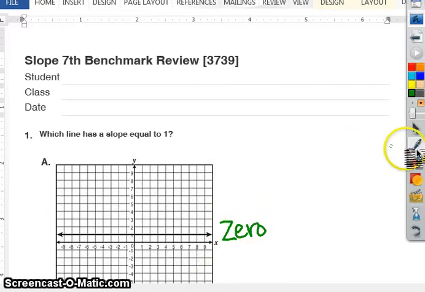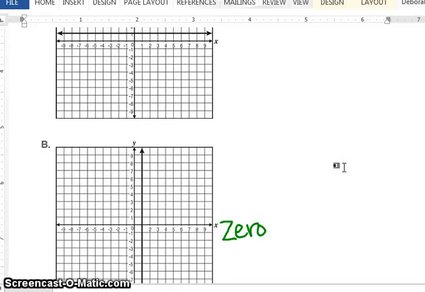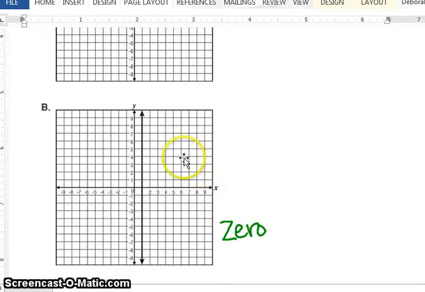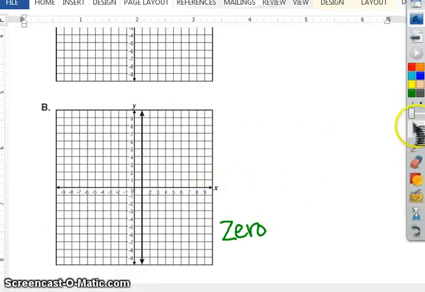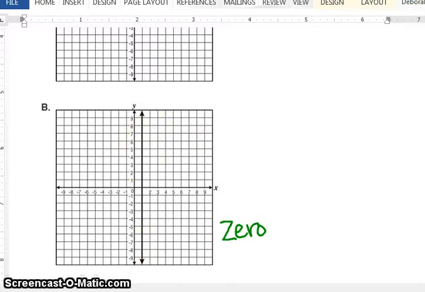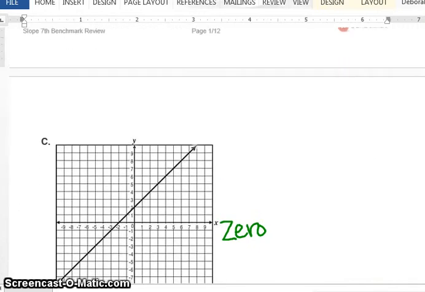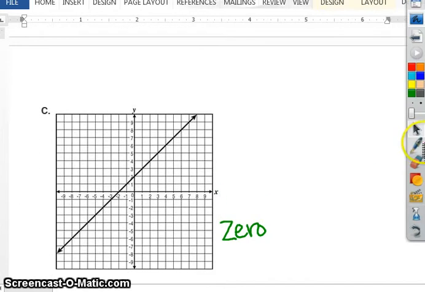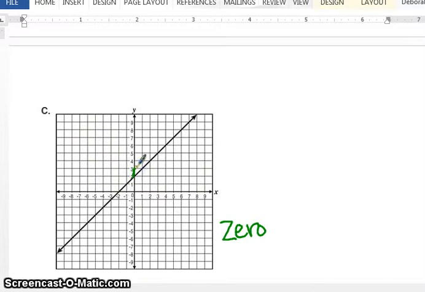And let's scroll down and look at the other ones here. B is undefined because it's going straight up and down, so that's not it. And C, let's look at C. So we're looking for a rise 1, run 1. Rise 1, run 1. Rise 1, run 1. C looks like it works.